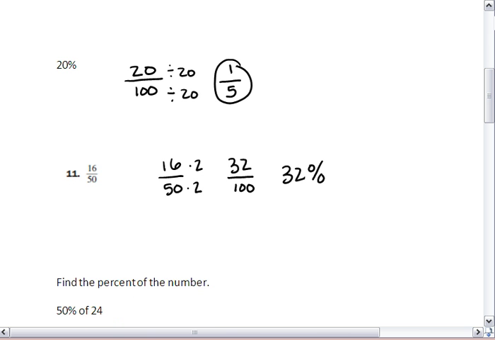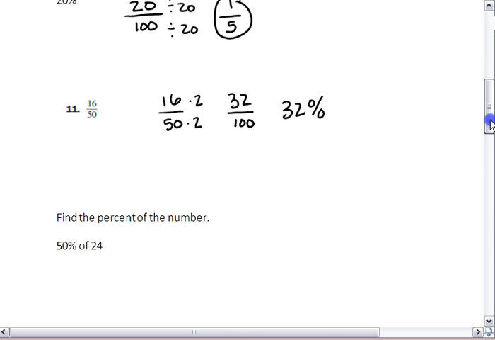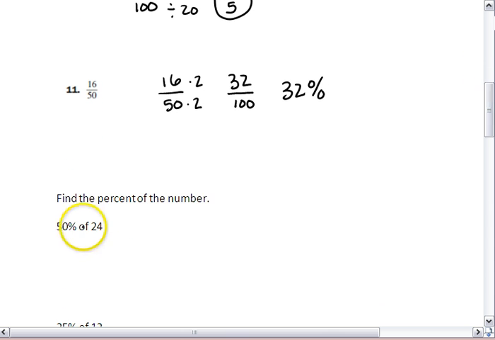Okay, now that we've learned what a percent is, and how to convert a fraction to a percent, let's look at some examples of how to find a percent of a number. Now whenever you see the word of, we're talking about multiplication. So I'm trying to find 50% of 24. Well, remember, this is like 50 over 100 times 24. Well, 50 over 100, I know I can simplify to 1/2.